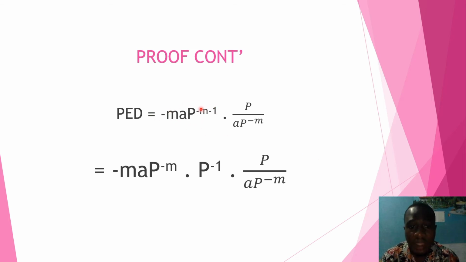From here, you can see that P is exponent minus M minus 1. So we are going to use the laws of indices to separate the minus M from minus 1. We know that when you are multiplying numbers of the same base, you add the exponents. So now we just go the reverse way. P exponent minus M minus 1 can be separated by multiplying P exponent minus M by P exponent minus 1, which does not change our equation.